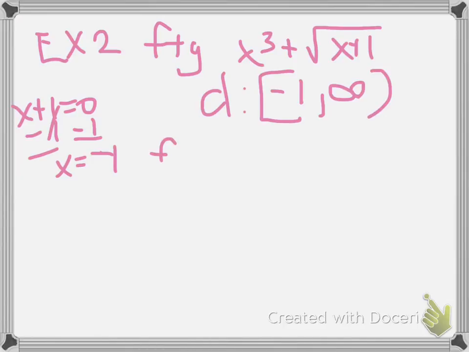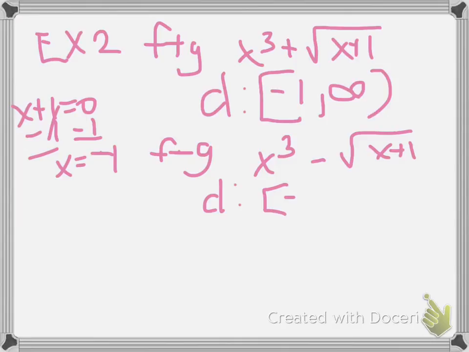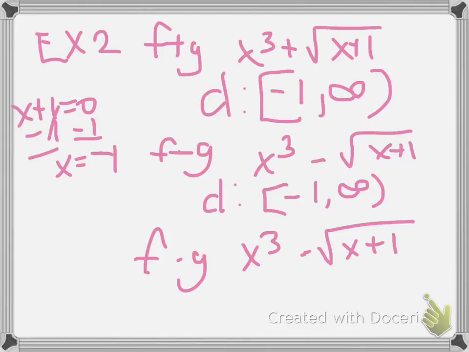Alright, now we're going to do f minus g. So we're basically going to take the same thing, but this time we're going to subtract. There's nothing we can do. The domain's going to be the same. Negative 1 to infinity. Okay, and then we're going to do f times g. That would be x cubed times the square root of x plus 1. Can't do anything with that, so the domain is still the same. X could be negative 1 all the way to positive infinity.